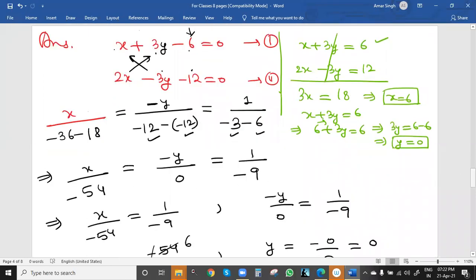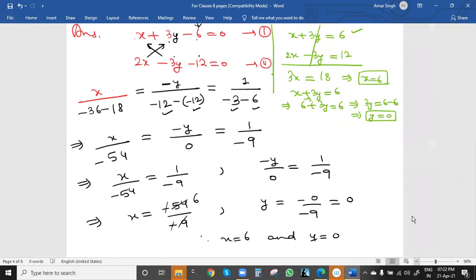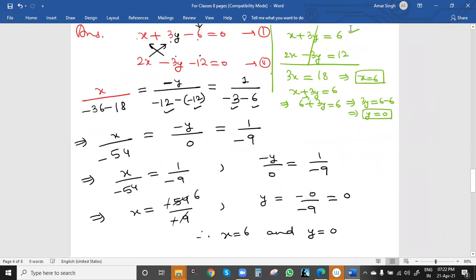Then you can solve to get the values of x and y. So rightly we can use the cross multiplication method. Students who have doubt can go one step back, otherwise note the solution and then you can end the session.